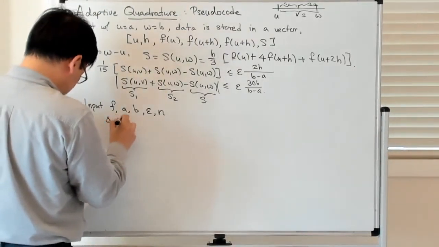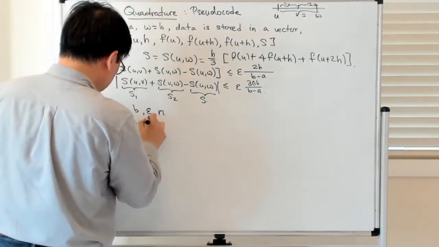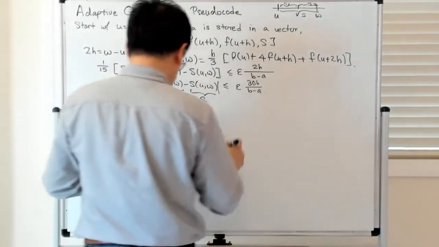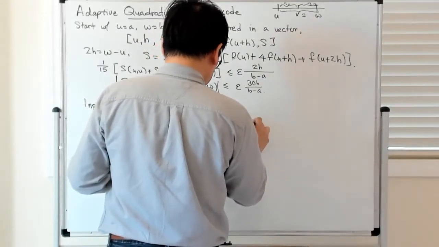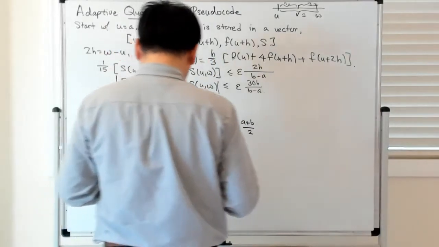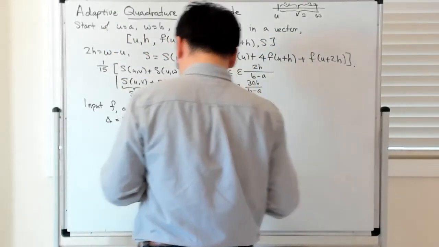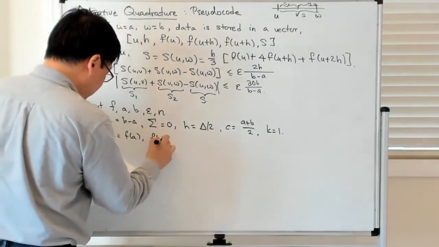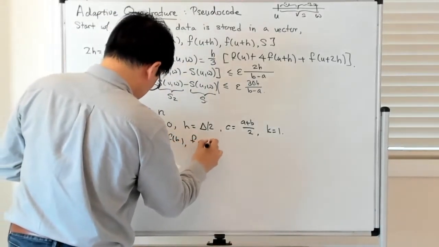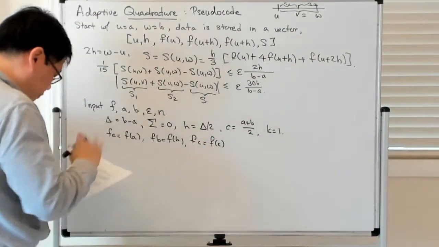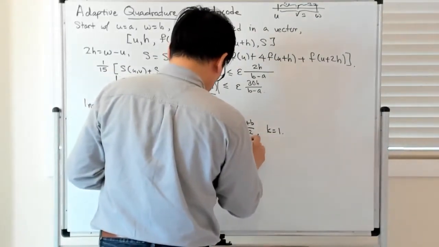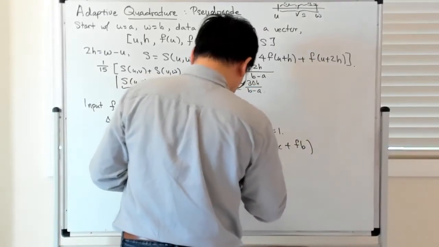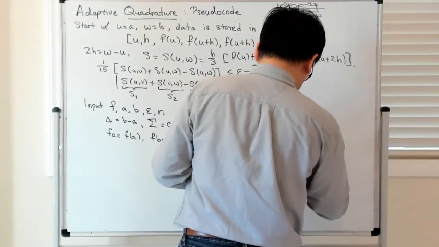So delta is going to be b minus a, sigma is going to be 0, h is going to be delta over 2. Then c is going to be a plus b over 2, and k is going to be 1. fa is going to be f at a, fb is f at b, and fc is f at c. So c is the midpoint and a and b are the endpoints. Then S is going to be fa plus 4 times fc plus fb, the whole thing multiplied by h divided by 3.